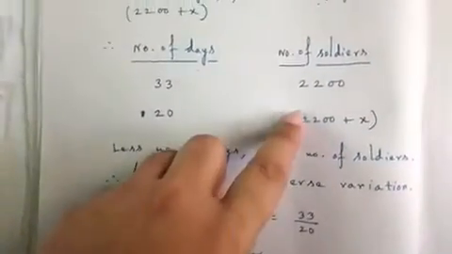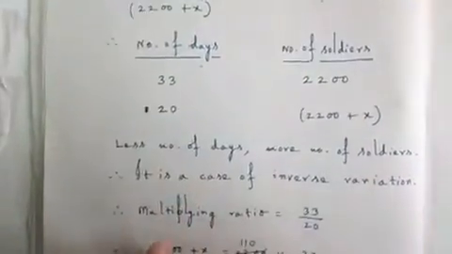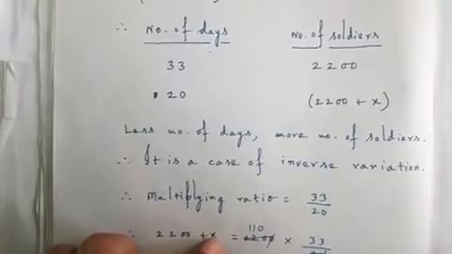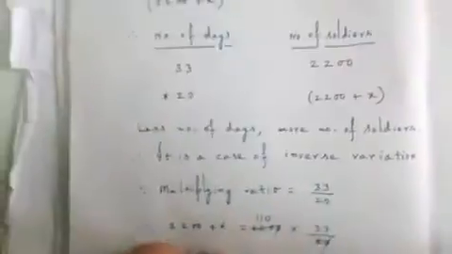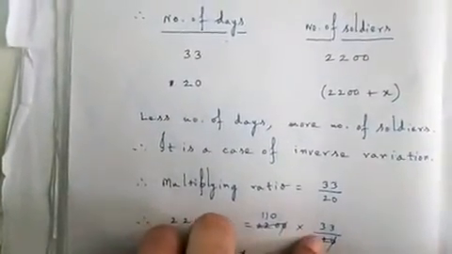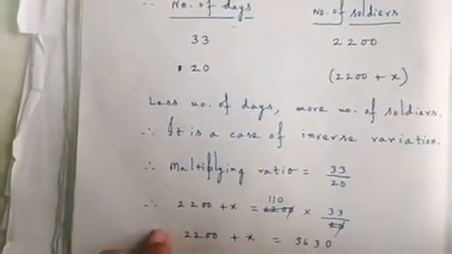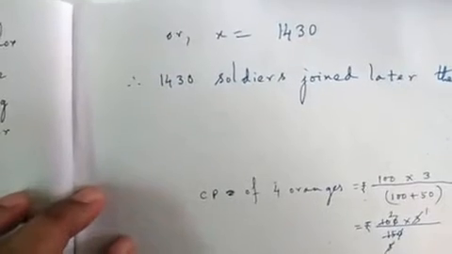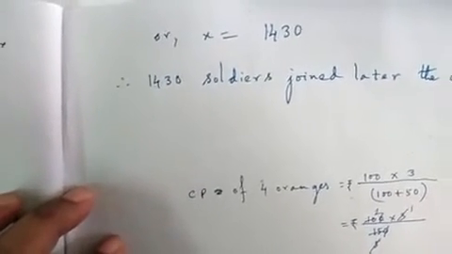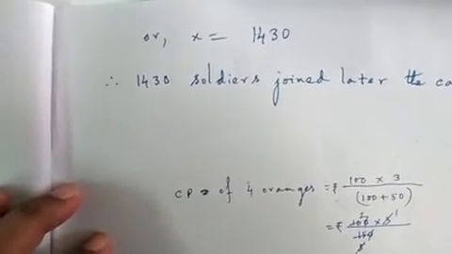So which is the X part? This is X. So X will be written as what is above this: 2200. So 2200 into the multiplying ratio. So it will give us this much. So X is equal to this. So 1430 soldiers joined the camp.